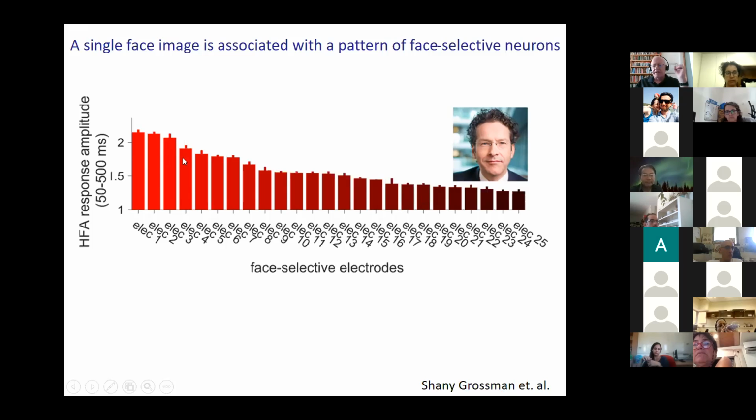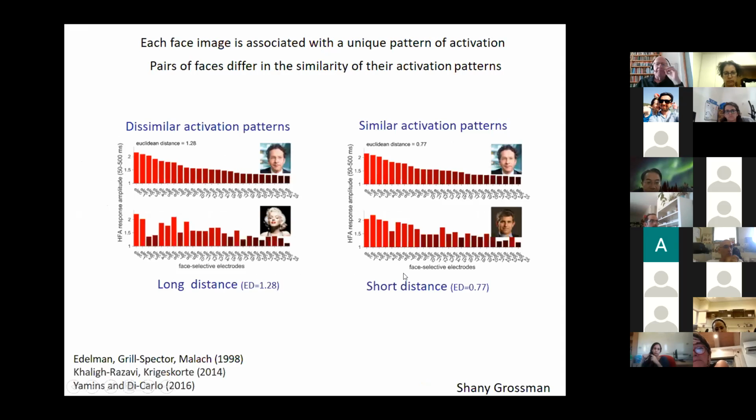So you see, first of all, that indeed in each face selective electrode, there is some response to this face. However, you can also see that this face activates different contacts in a very different manner. In other words, it has a specific pattern or a specific profile of activation associated with this face. Importantly, very importantly, when you look at the profile of activation to each face, these are the same electrodes arranged in exactly the same manner. If you look at the pattern of activation to each individual face, you find a remarkable thing. Each face elicits a different profile of activation.